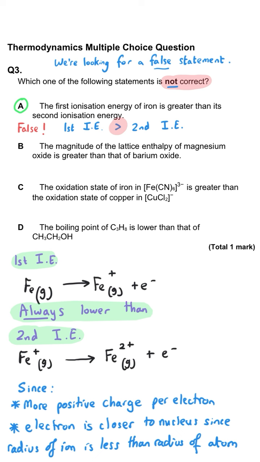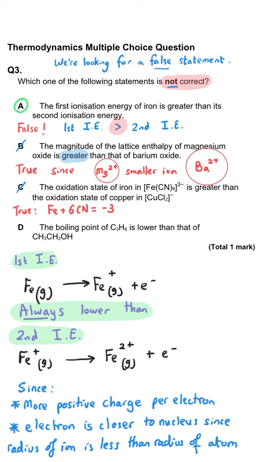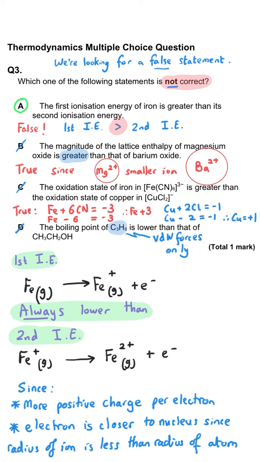B, the magnitude of the lattice enthalpy of magnesium oxide is greater than that of barium oxide. That's true because they're both 2+ ions, but magnesium has a smaller radius and so a greater charge density, and so will attract that oxide ion more strongly. The oxidation state of iron in that complex ion will be 3+ because each of the cyanide ligands is 1-. The chloride ligands are 1-, and so the copper must be +1 overall. And lastly, the boiling point of propane is lower than the boiling point of ethanol because ethanol has hydrogen bonding between its molecules, whereas propane will only have van der Waals forces.